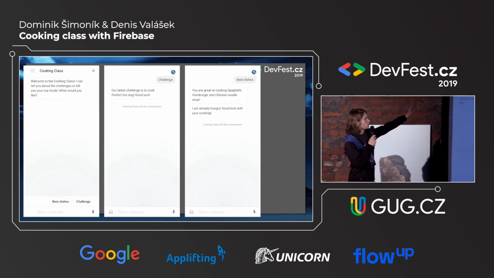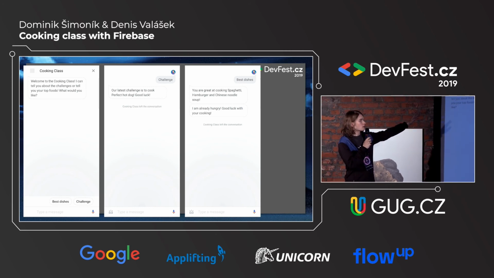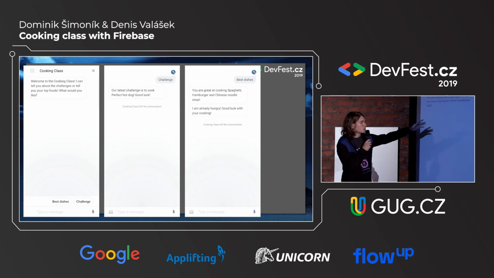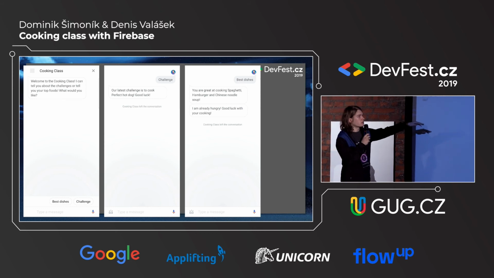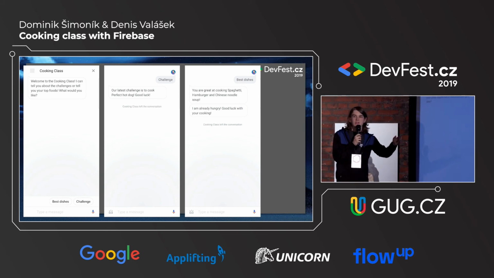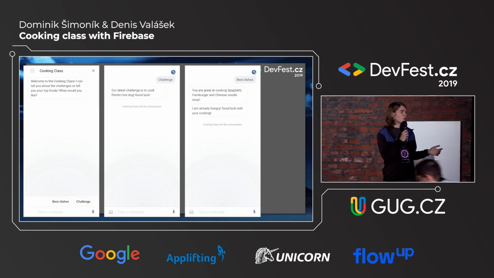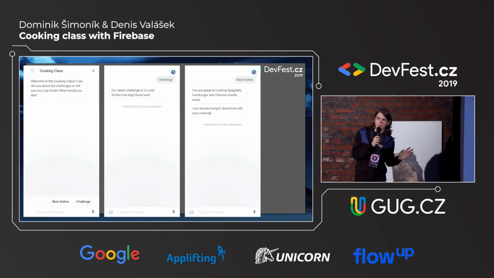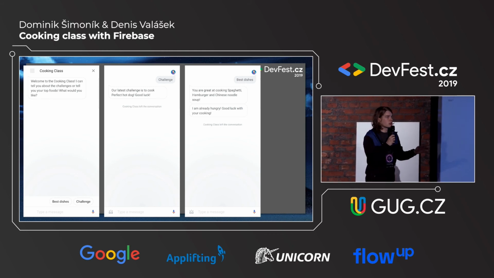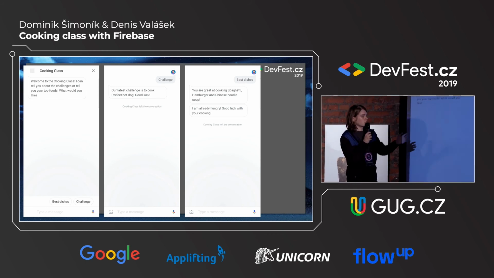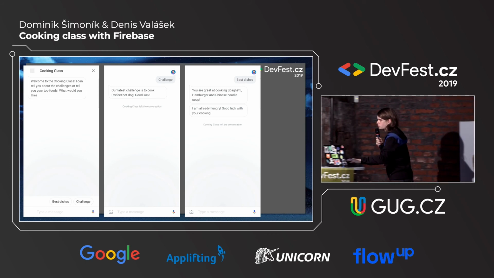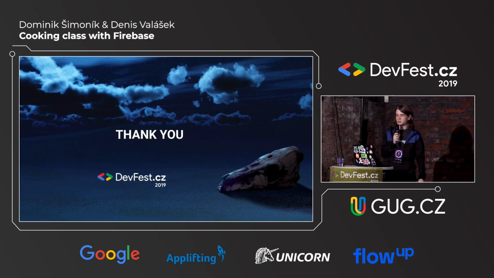So when we invoke the app, welcome to the cooking class, challenge, or I want challenge, any of the phrases that we trained it on, and even some phrases that we didn't train it on, it will run by itself. So you don't have to type all of them. It's trying to be smart, and it's getting better and better. And best dishes. And that would be it. Thank you for the attention.